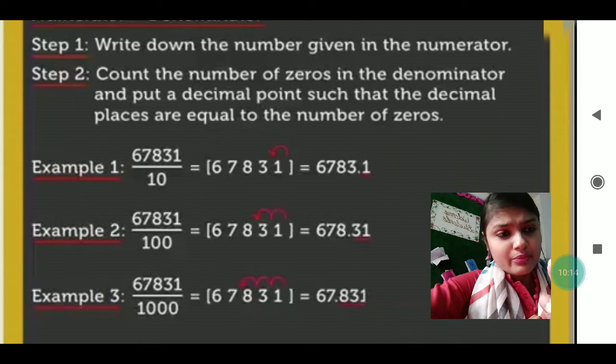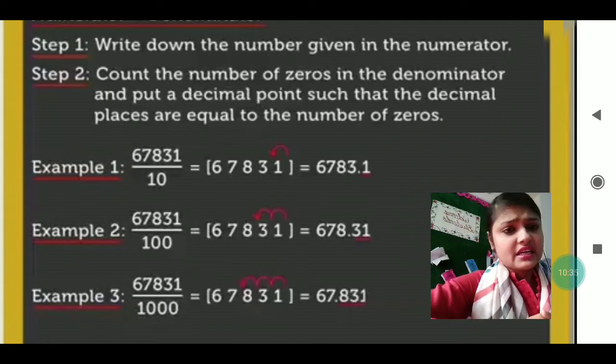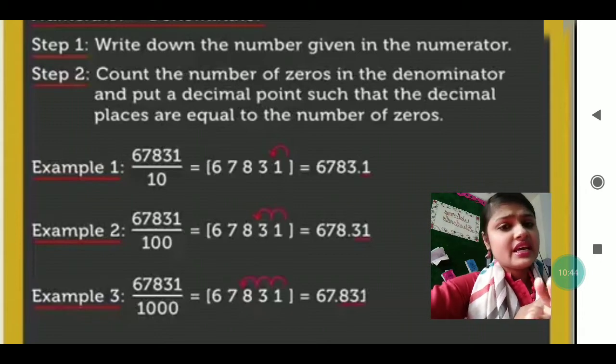So after one digit, from the ones place, we do not start from the right side, we always start from the left side. So from the ones place, after one digit, we will put the dot, and it will become 6783.1. Okay, we will read it like this only, point 1. In the same way, the rest have also been done for you. You can see there are two zeros in 100, so after two digits it is put.